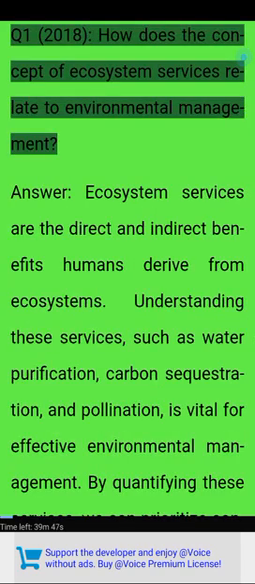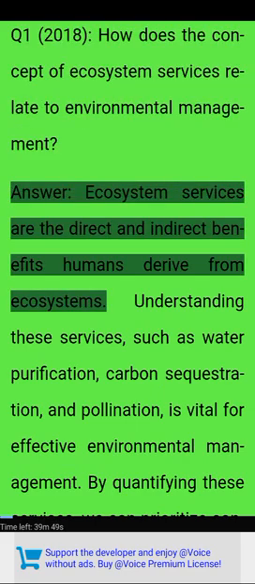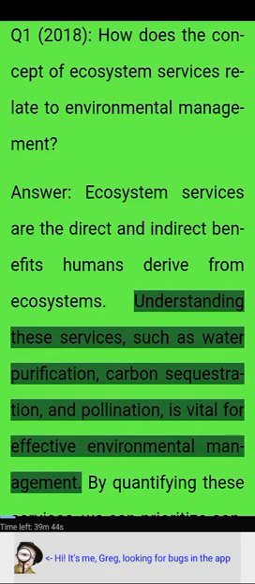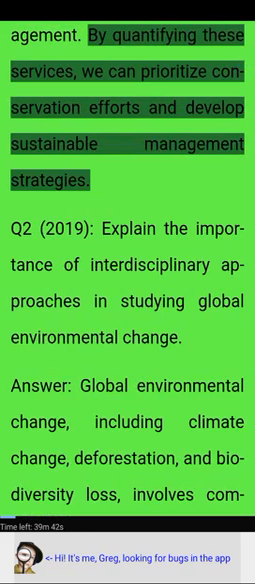Q1 2018. How does the concept of ecosystem services relate to environmental management? Answer. Ecosystem services are the direct and indirect benefits humans derive from ecosystems. Understanding these services, such as water purification, carbon sequestration, and pollination, is vital for effective environmental management. By quantifying these services, we can prioritize conservation efforts and develop sustainable management strategies.